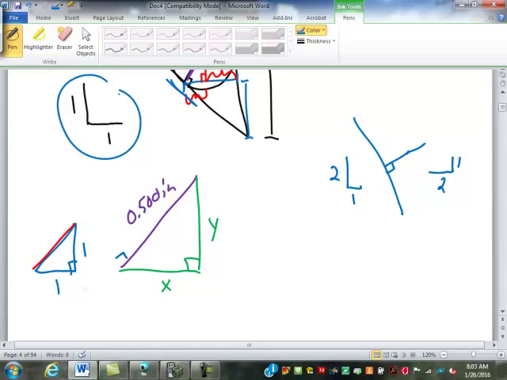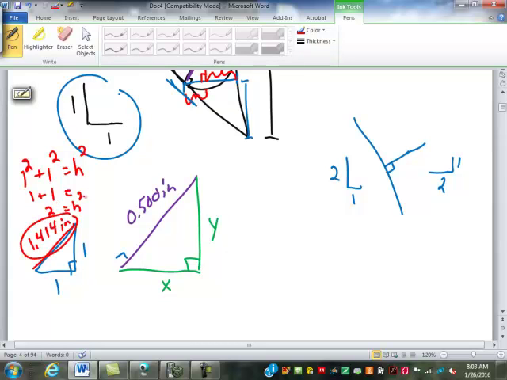Can I find that hypotenuse? I'll call that h squared. 1 squared plus 1 squared equals h squared, right? It's a right triangle. A squared plus b squared equals c squared. 1 squared is 1 plus 1 squared is 1 equals 2, equals h squared. So I square root 2, I get 1.414. Is that correct? 1.414 is close enough.